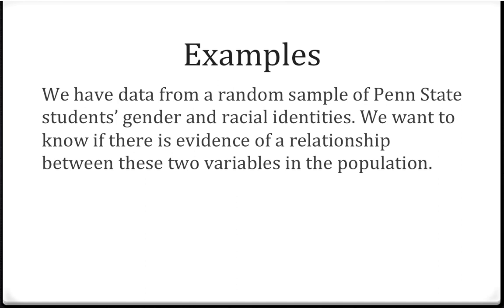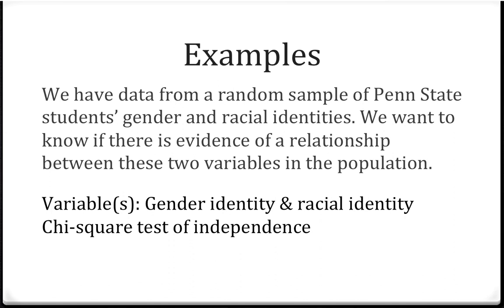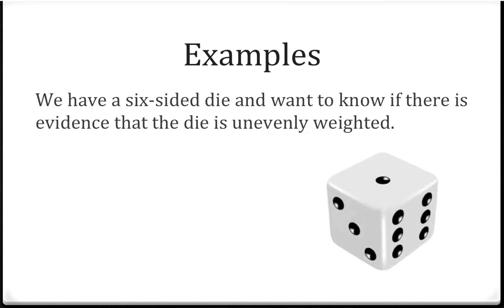We have data from a random sample of Penn State students' genders and racial identities. We want to know if there's evidence of a relationship between these two variables in the population. In this example, we have 2 variables, gender identity and racial identity. If we're looking for evidence of a relationship between 2 categorical variables, we conduct a chi-square test of independence. We have a 6-sided die and want to know if there is evidence that the die is unevenly weighted.